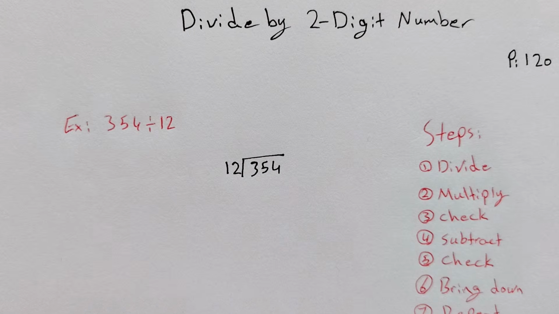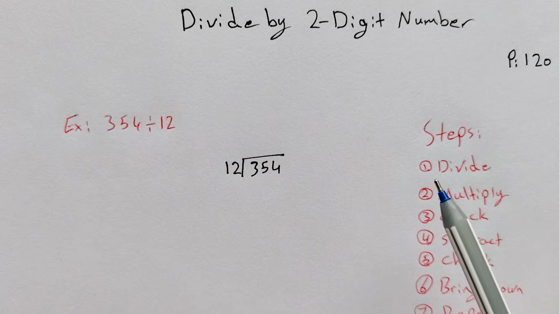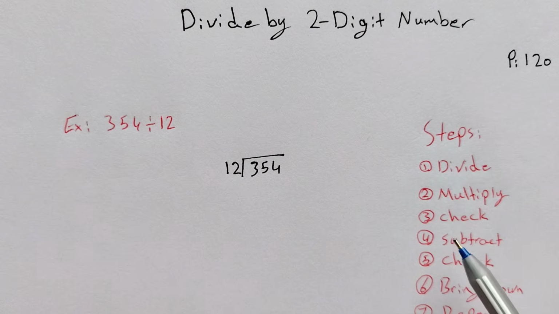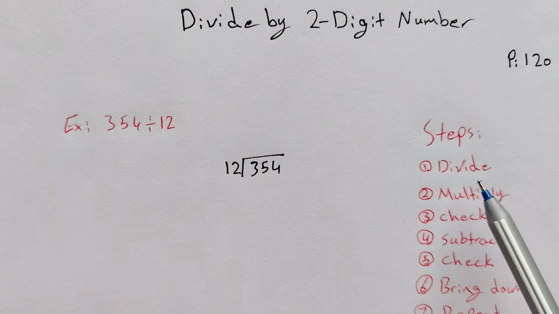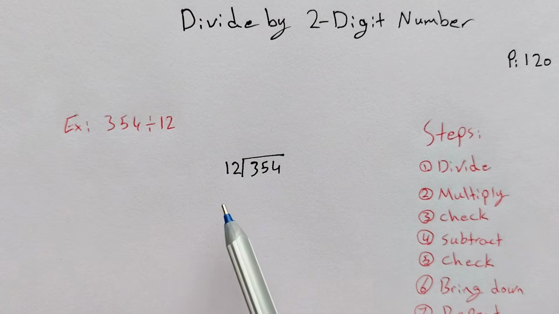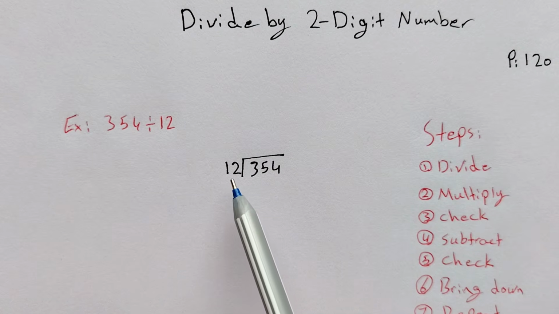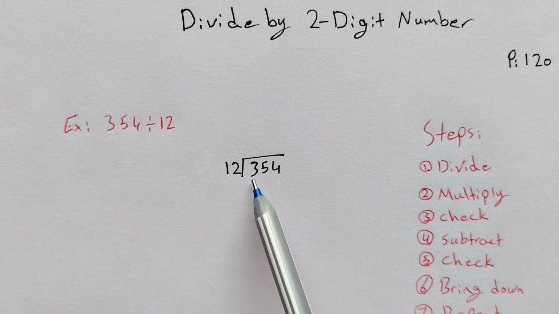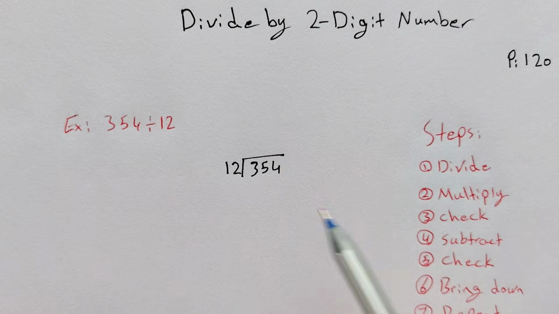Now, what you should remember is that there are steps to long division. The first step is to divide. We'll go over the steps one by one. Whenever we have a two-digit divisor, we directly take two digits from the dividend. So I will take 35, and we say 35 divided by 12.